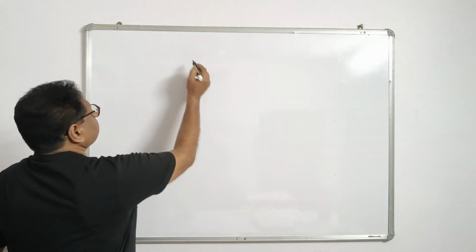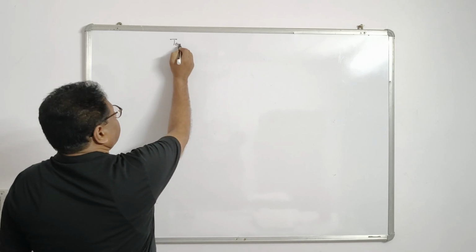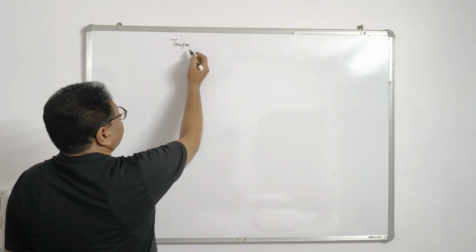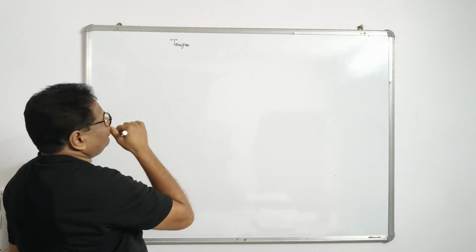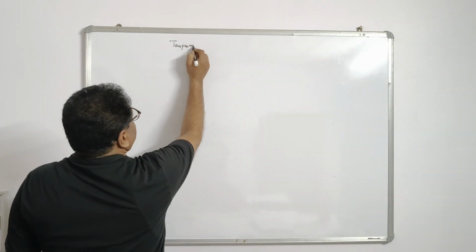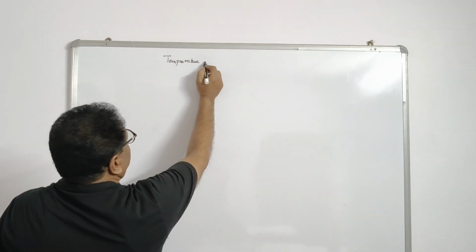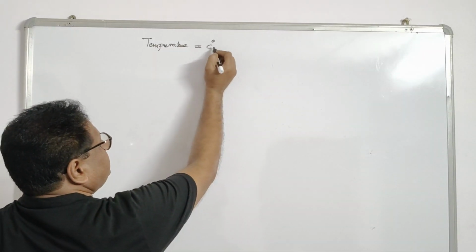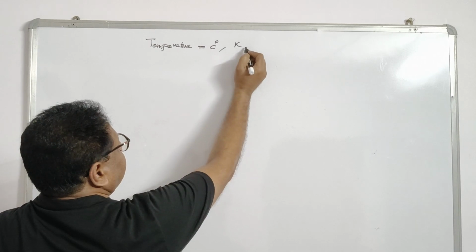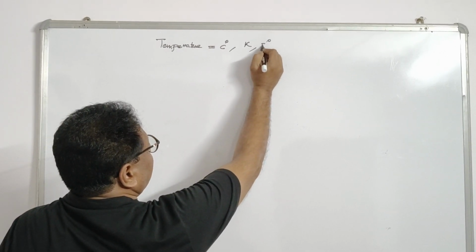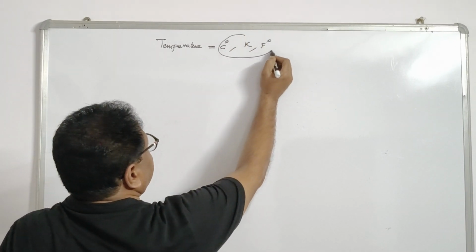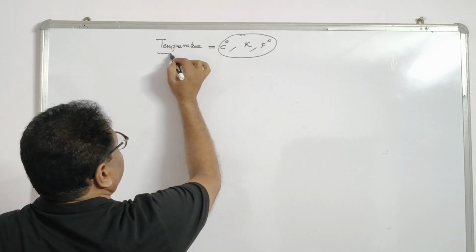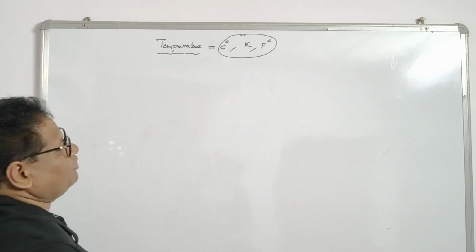Now, temperature we define as the measure of degree of hotness or coldness of a body. So this temperature is expressed in degrees Celsius or Kelvin or degree Fahrenheit. These are three temperature scales used to find the temperature of a body.